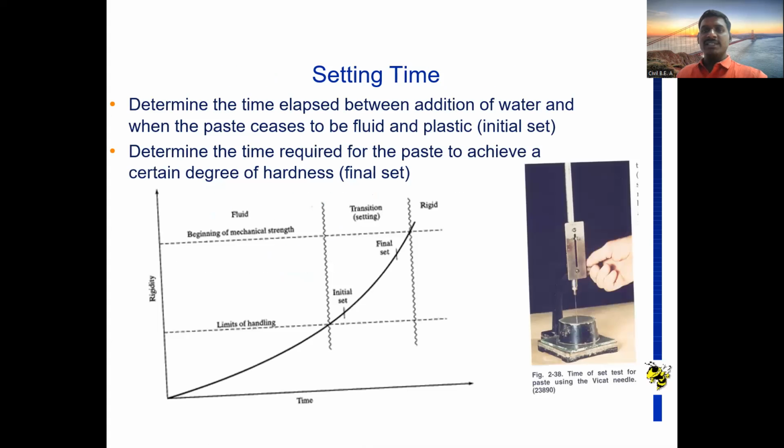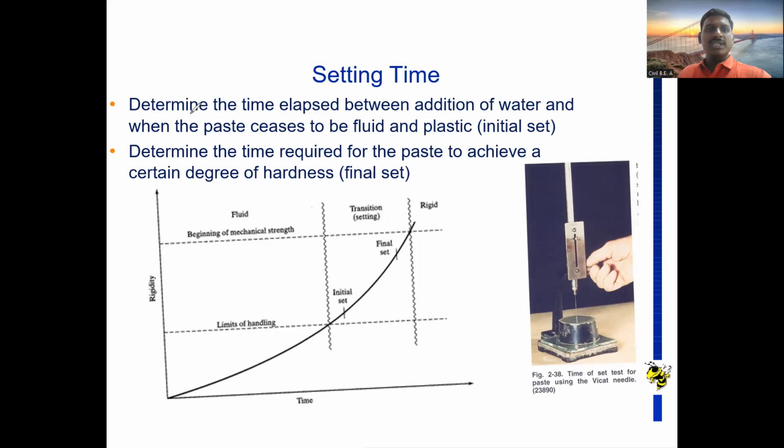So, the setting time. As we have seen in Unit 1, setting time of the cement is a very important property of cement. There are two setting times: initial setting time and final setting time. The initial setting time is not less than 30 minutes, and the final setting time is not more than 600 minutes for ordinary Portland cement.